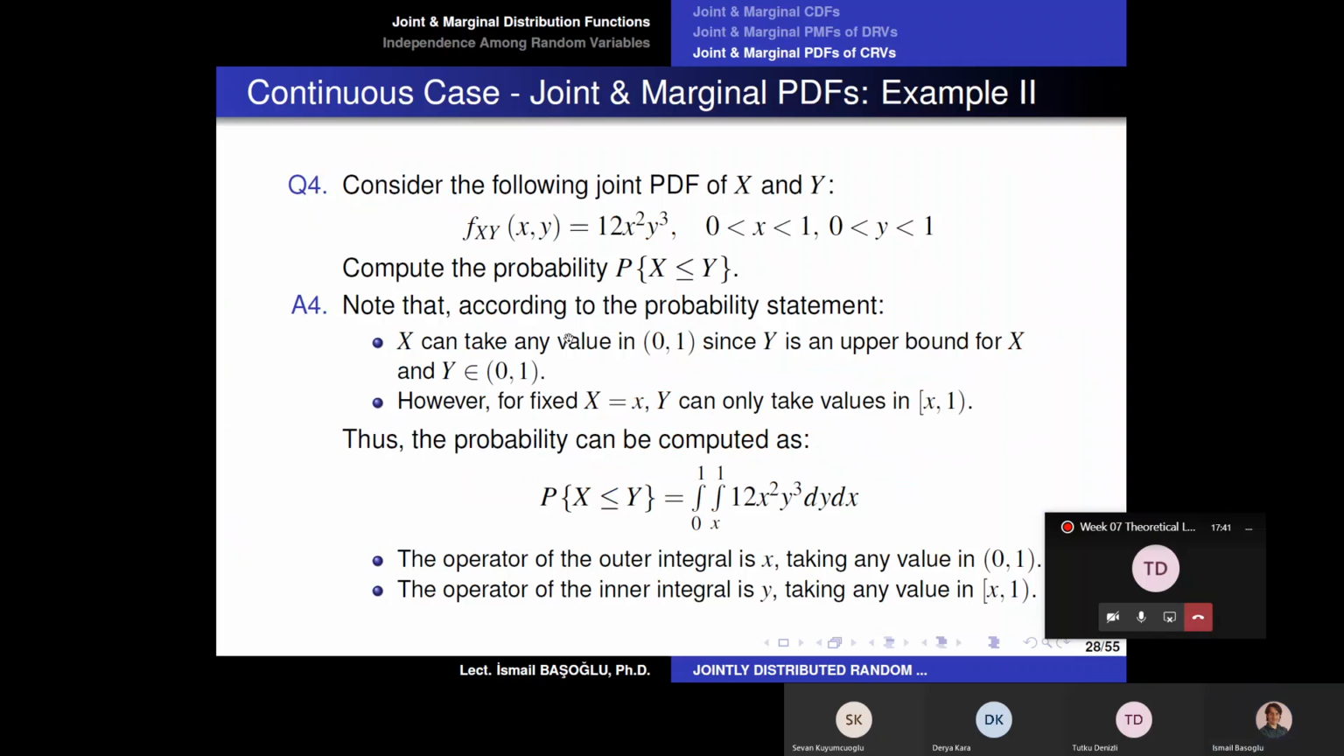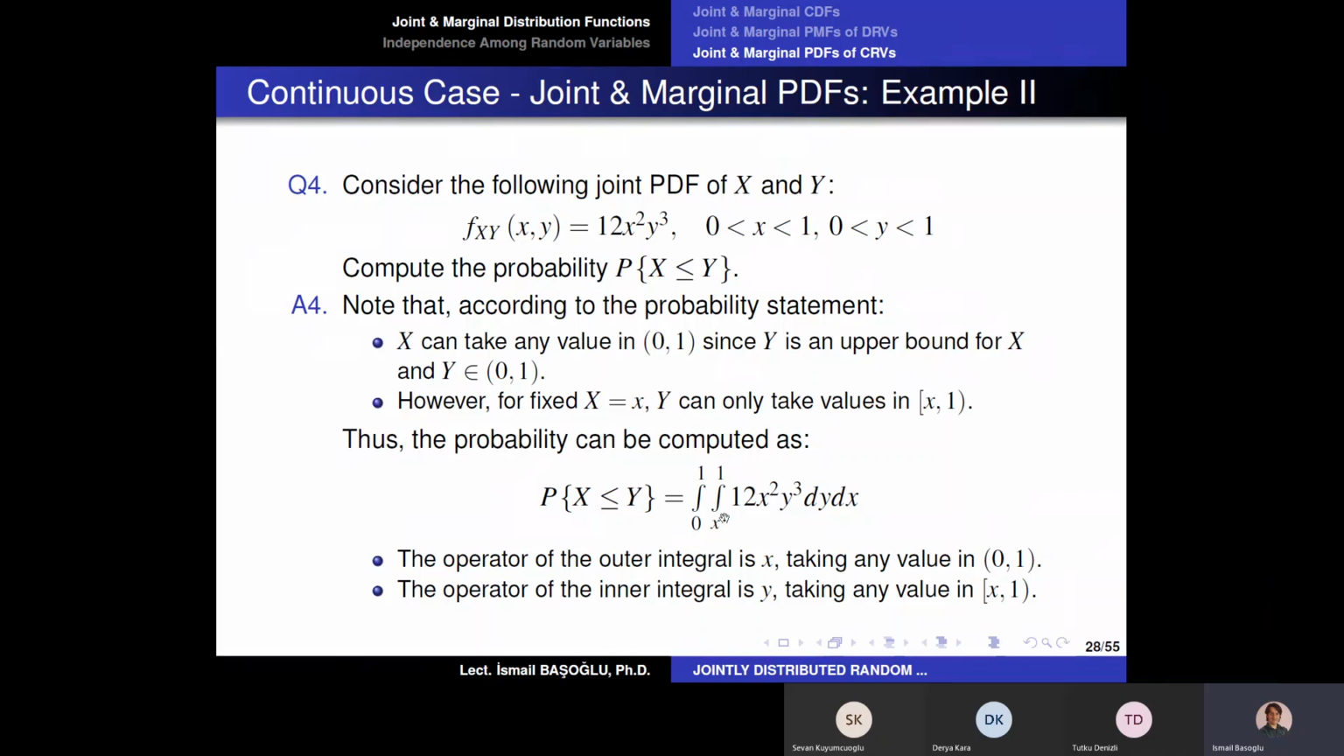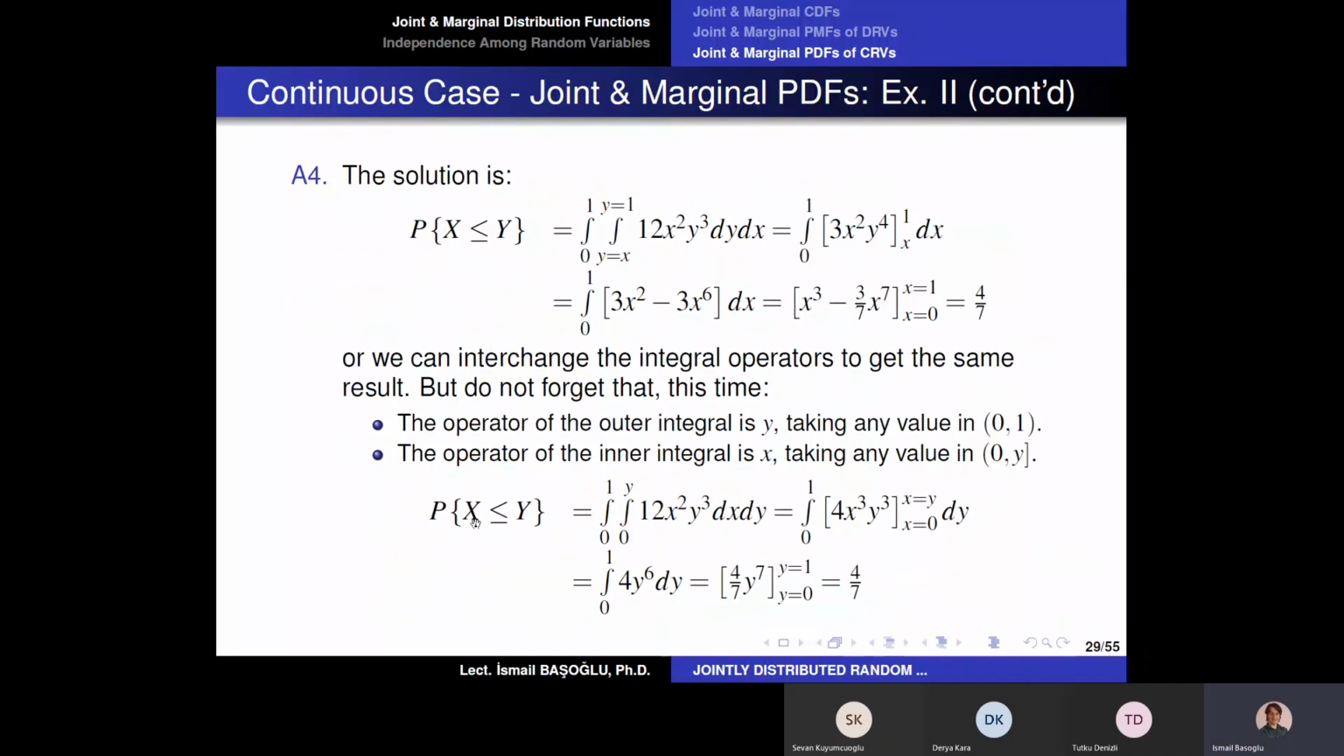Either way works. Here, in the outer integral, x can take any value freely, but for a given x value, y should be greater than that, so y should be integrated from x to 1. Or the other way around, if the outer integral belongs to y, y can take values from 0 to 1. However, because x is supposed to be less than or equal to y, for a fixed value of y in the outer integral, in the inner integral, x can only change from 0 to y. Because of that reason, we can calculate both integrals.